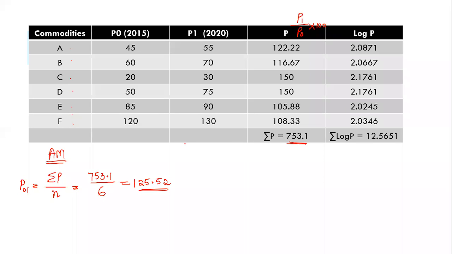Okay, now they have also asked us to calculate under the geometric mean. Now first we will write the formula. Okay, what is the formula? Price of the base and the current year is equal to anti-log, okay, open the bracket, summation log P divided by N.